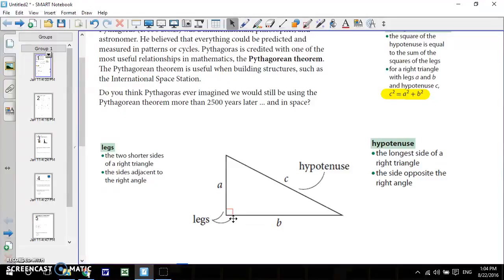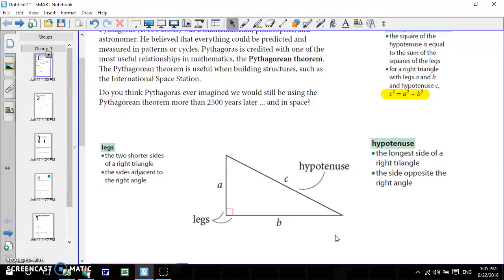The longest side of a right triangle can be found right across from the right angle, and is called the hypotenuse, labeled C in this diagram. The two shortest sides are called the legs, and they are A and B in this diagram. The actual relationship between A, B, and C is that the square of C is equal to A squared plus B squared. You may have to pay attention to the fact that the isolated side, C squared, is the hypotenuse.